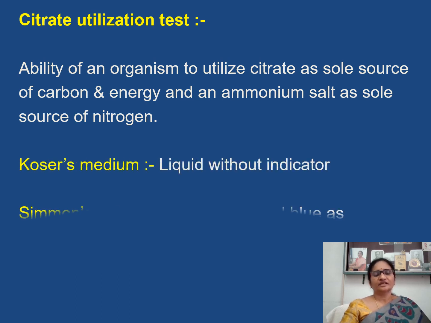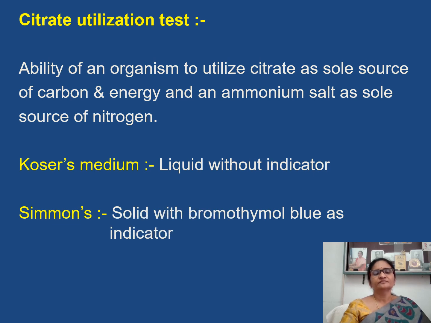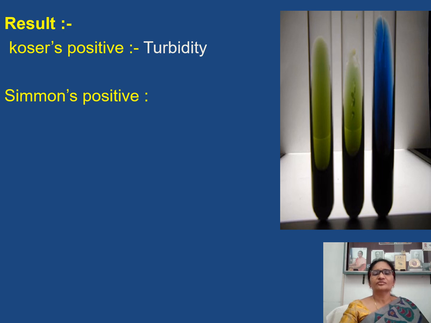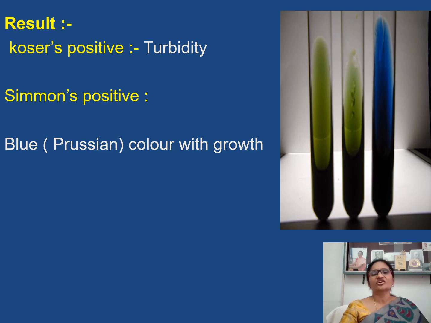We have two varieties of media. One is Koser's medium, a liquid medium with no indicator, and the second is Simmons citrate medium, a solid medium with the indicator bromothymol blue. This is the Simmons citrate utilization test medium. The original color is green, and if it turns blue with colonies, that is Simmons citrate positive. Deep Prussian blue with colonies indicates a positive citrate utilization test.